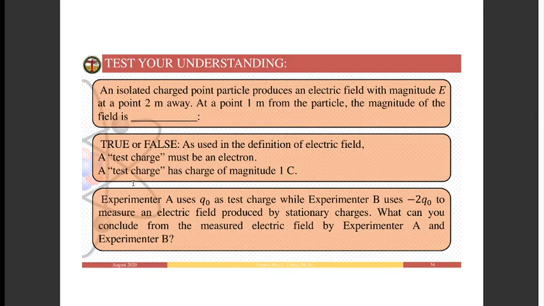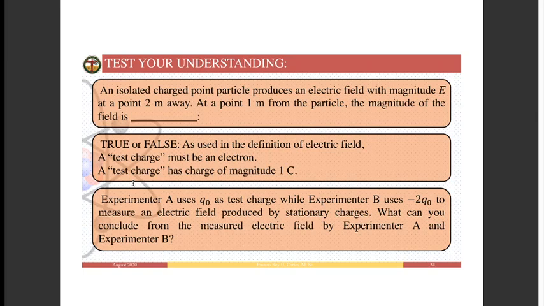Okay? So, next, understanding. Experimenter A uses Q sub naught as test charge, while experimenter B uses negative 2 Q sub naught, to measure an electric field produced by stationary charges. What can you conclude from the measured electric field by experimenter A and experimenter B? So, sa experimenter A, nagamit siya og Q sub naught as test charge niya. Experimenter B, nagamit siya og negative 2 Q sub naught. So, unsa man makonclude nato?